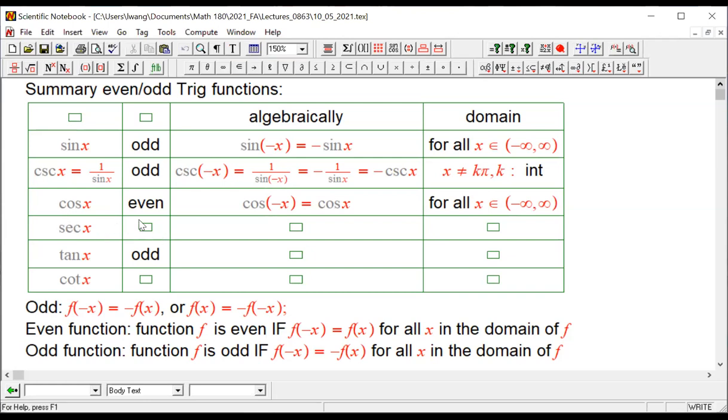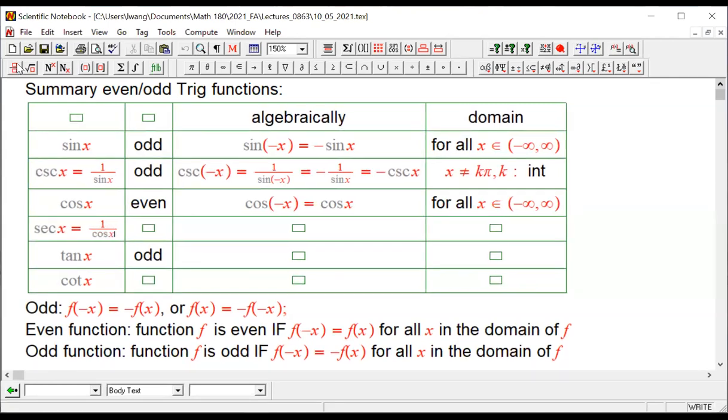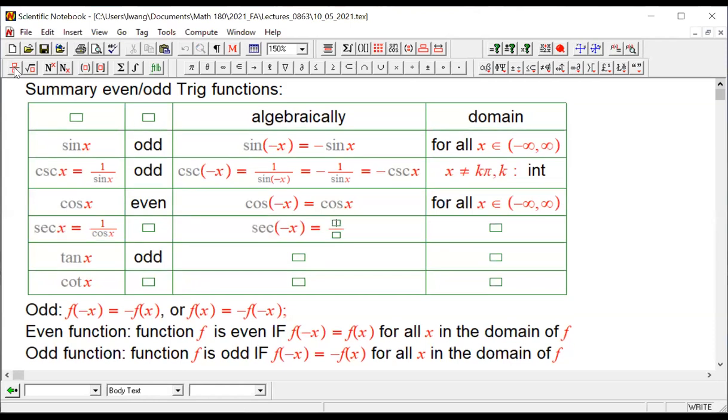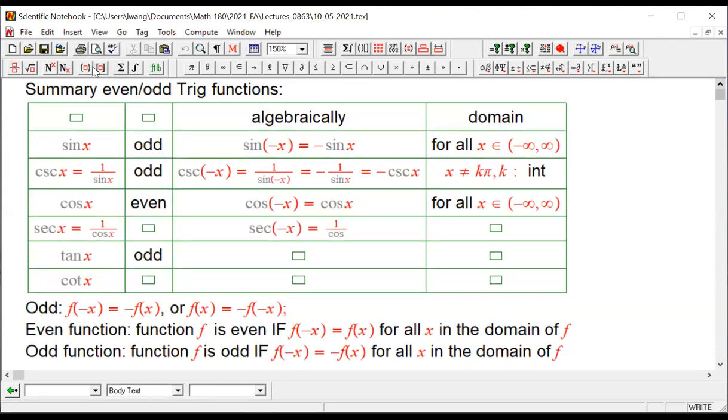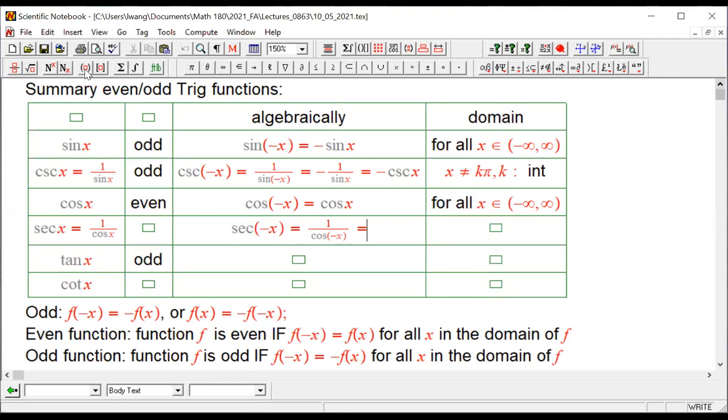And cosecant is odd and cosine is even. Similar, right? Would that be similar? So secant of negative x would equal what? 1 over cosine of negative x. And that's going to be the same as 1 over cosine x because cosine of negative x is the same as cosine x. So this is going to be secant x, okay?